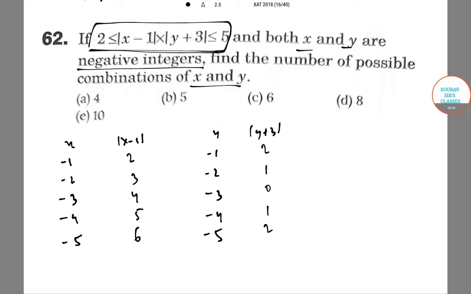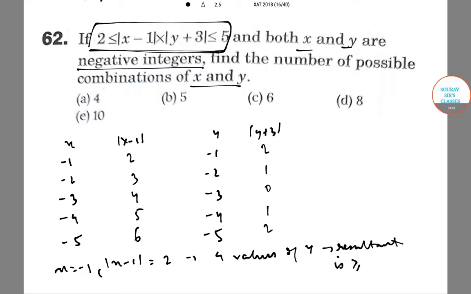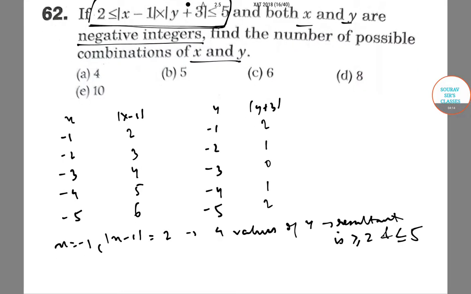Now for x is equal to minus 1, mod x minus 1 is equal to 2, so we can take 4 values of y so that the resultant is greater than or equal to 2 and less than or equal to 5. For x is equal to minus 2, mod x minus 1 equals 3, so we get 2 corresponding values of y.